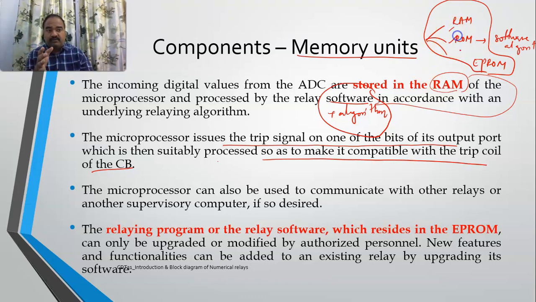So RAM will be there, ROM will be there, EPROM will be there. See, the relaying program or the relay software which resides in the EPROM can only be upgraded or modified by authorized personnel. Sorry, here, the software algorithm will be stored in EPROM. In ROM, settings will be saved because the settings will not be changed all the time. Okay. So if you want to change the functions and functionalities, you can change them in your memory. So you can upgrade your software, just like you upgrade your mobile, and get some new features also.